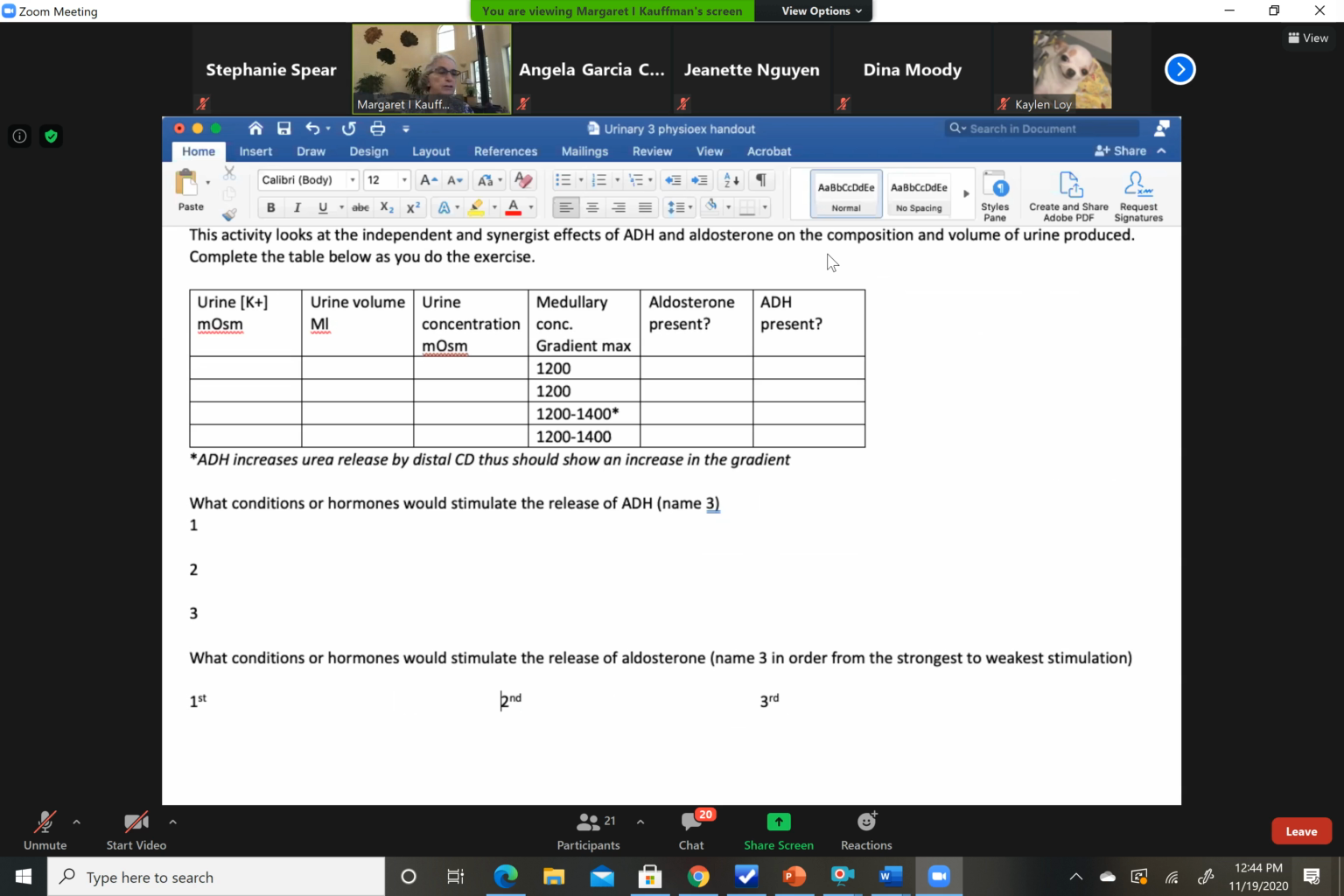Okay, so yes, the urinary Physio-X, this one that we just went through, is due today. The acid-base one is due Tuesday. When we come back next Thursday, we can do some review at the beginning of lecture, and some of the lecture will be the beginning of the digestive tract. And then in lab, you'll have time to start drawing.